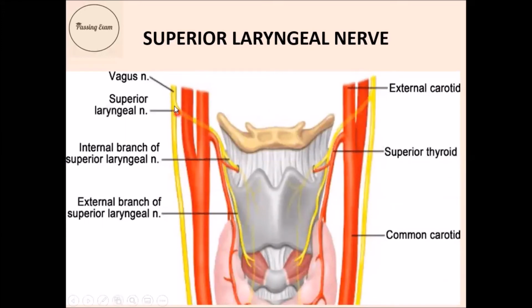As you can see in this diagram, this is superior laryngeal nerve, which is a branch of vagus nerve, and it comes along the superior thyroid artery, and then it divides into internal laryngeal nerve and external laryngeal nerve. The external branch of superior laryngeal nerve is the most commonly injured nerve during thyroid surgery. It is located in the upper pole of the thyroid. So to avoid the injury of external branch of superior laryngeal nerve, the upper pole should be ligated under vision, and it should be ligated as close to the thyroid as possible.